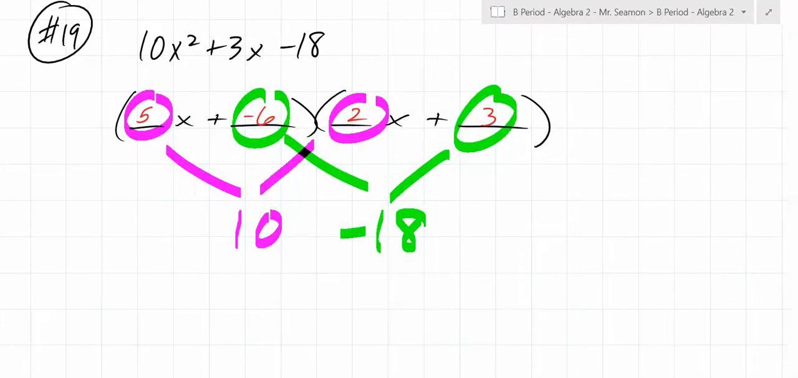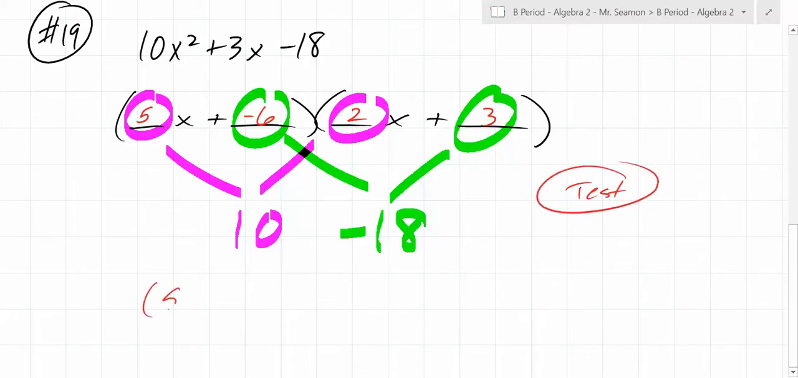So at this point, what do you have to do? Are you definitely right? No, because you know that you're going to get 10x squared and negative 18, but you don't know if you're going to get 3x or not. So what do you have to do? You have to test it. Actually check it. So how do you do that?